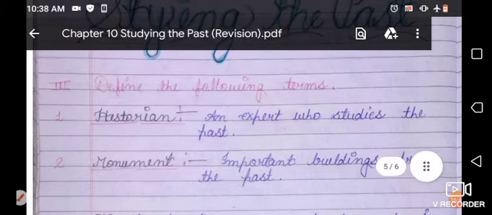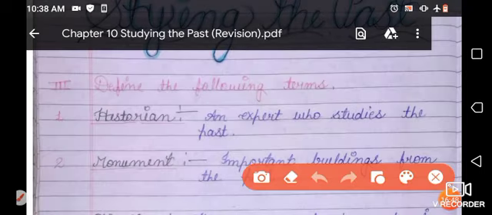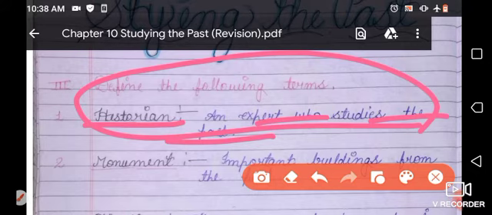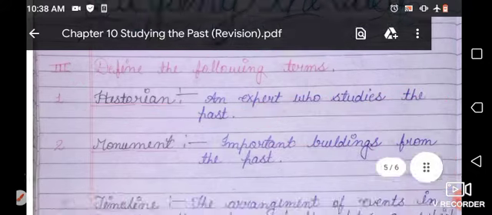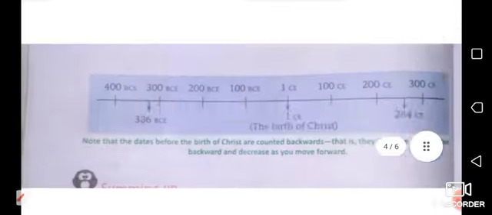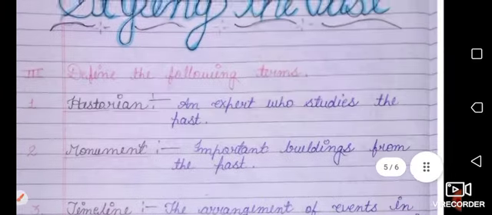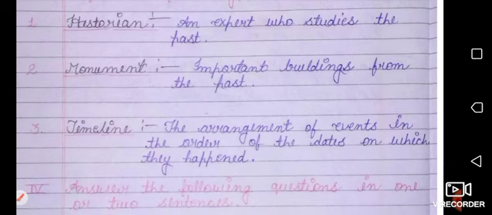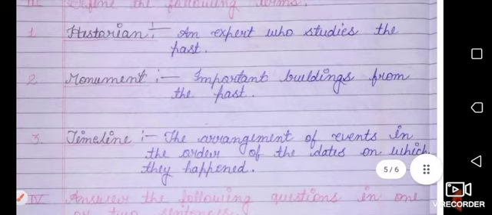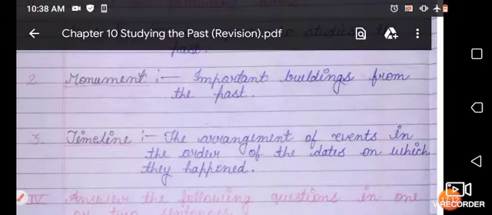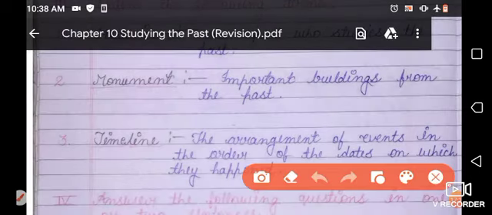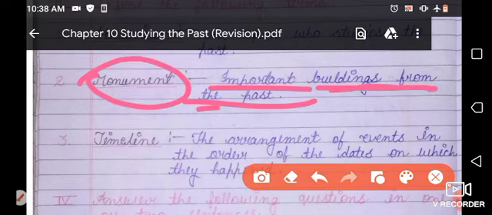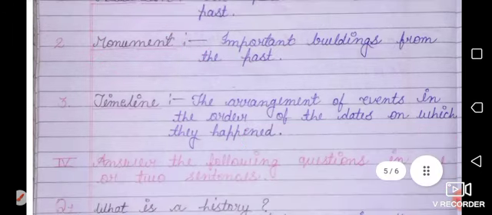So what will be the definition of the first one? Historian. An expert who studies the past is called a historian. Second one is monument. So what is a monument? A monument is an important building from the past. So you can write here, important buildings from the past. So monuments are important buildings from the past.